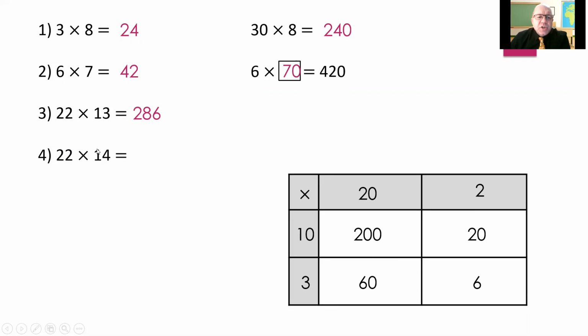Now, this next question is very similar. We did 22 times 13, so 13 lots of 22. And here we've got 14 lots of 22. So actually, it's just one lot of 22 more. So if we add 22 onto this, we'll have 14 lots of 22. And that's 308. Just a little shortcut there to move us forward.